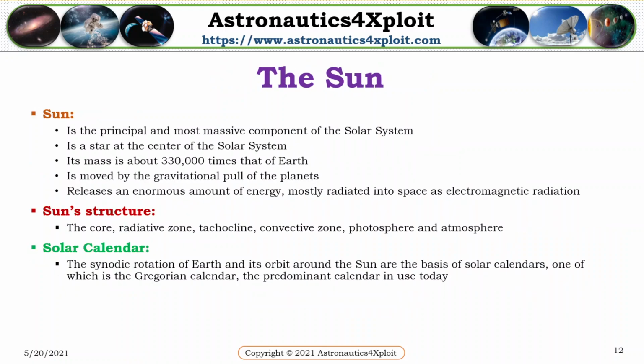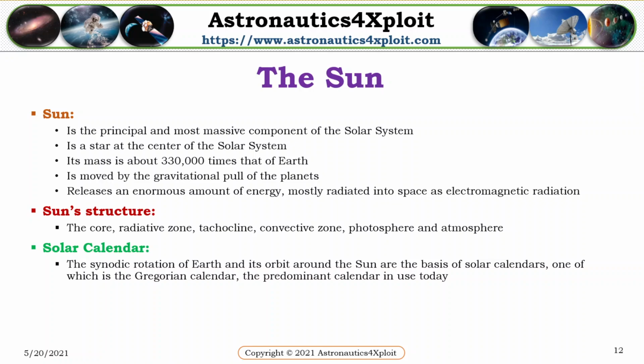The Sun is the principal and most massive component of the solar system. It is a star at the center of the solar system and is moved by the gravitational pull of the planets. It in turn releases an enormous amount of energy, and this energy is mostly radiated into space in the form of electromagnetic radiation. The Sun's structure is the core, radiative zone, tachocline, convective zone, photosphere, and atmosphere.